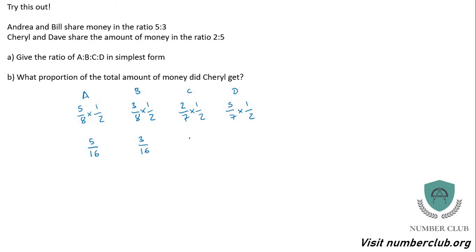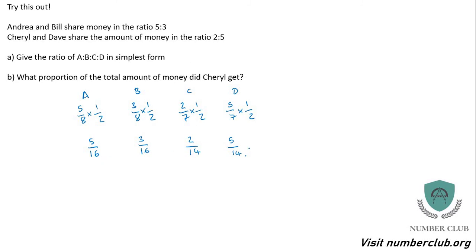Cheryl is getting 2/14 of the money. Okay, be careful with that. And Dave is getting 5/14 of the money. All we need to do now is come up with some common denominator that we can use for these.